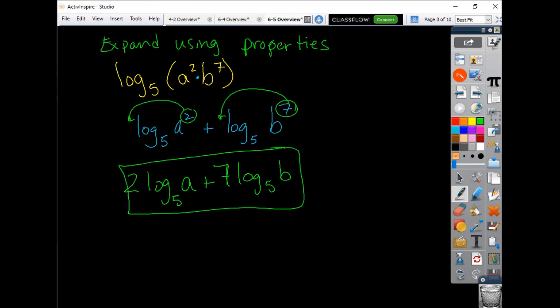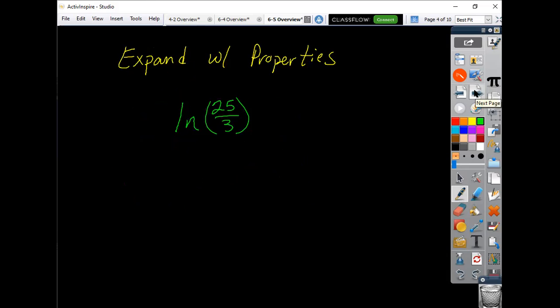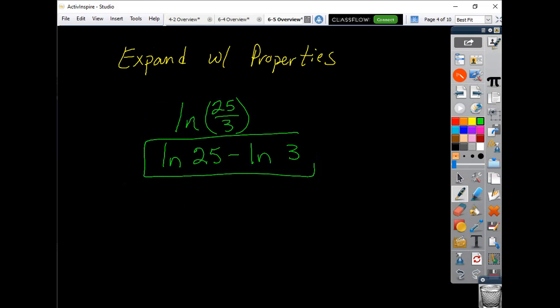Okay, so exponent properties, sometimes it's just a good thing to keep a set of notes. For me anyway, I would let you use those on an exam. Expand this one out with your properties. So remember what it just said? We take the log of the numerator minus the log, in this case natural log, of the denominator. That's all.